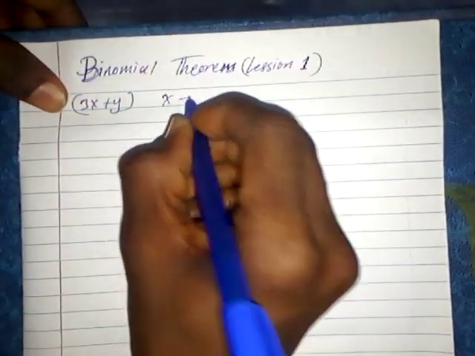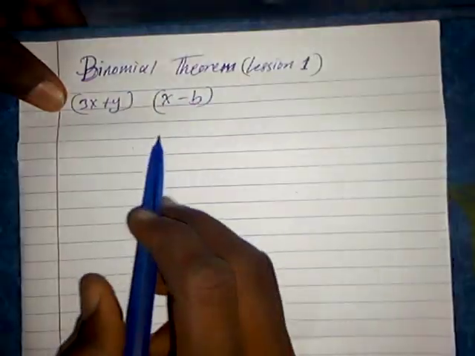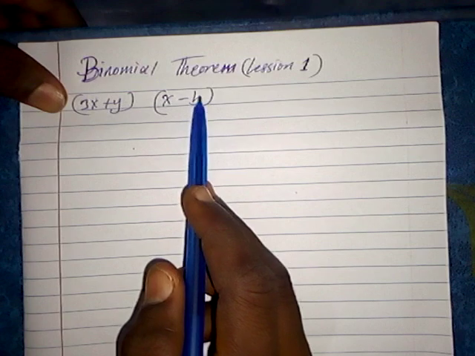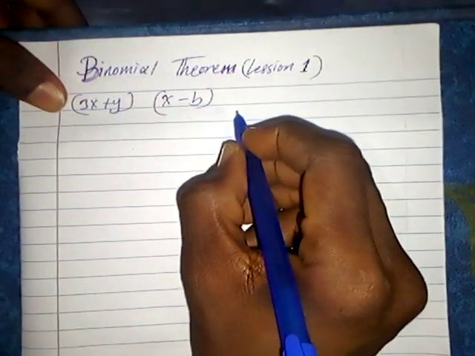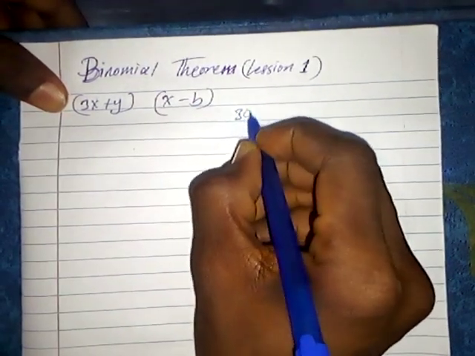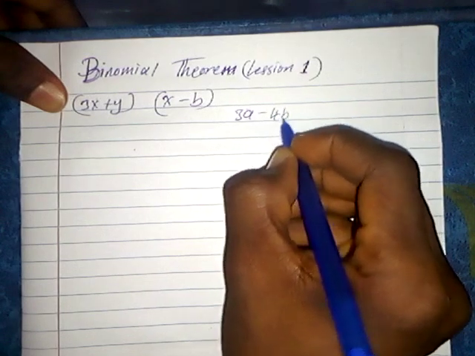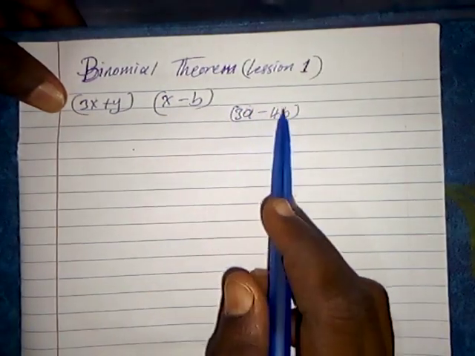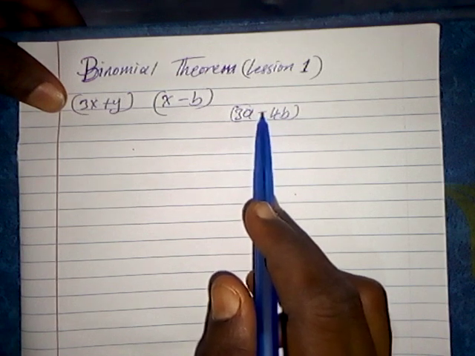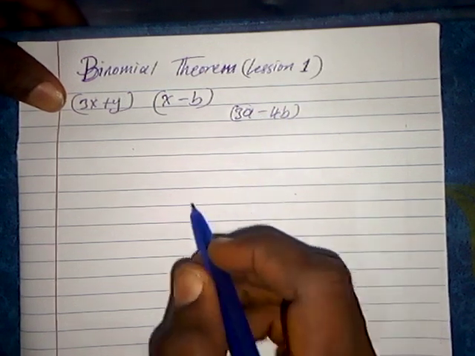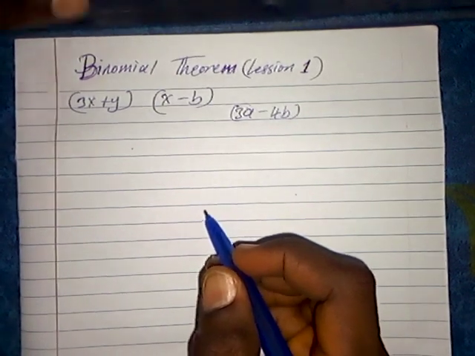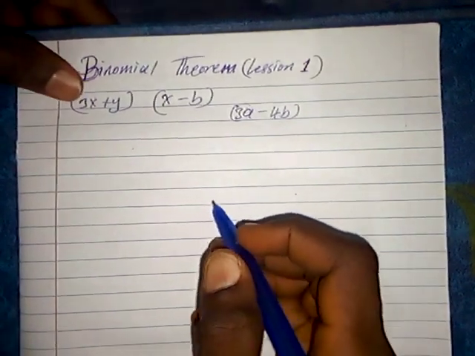We have x minus b, which is a binomial. Why? Because it contains the first term and the second term. Do you see? Now let's take 3a minus 4b. It is a binomial. Why? Because it contains two terms and they are connected by a minus sign. Right? Good. So always, a binomial must contain two terms which are connected by a plus or a minus sign.